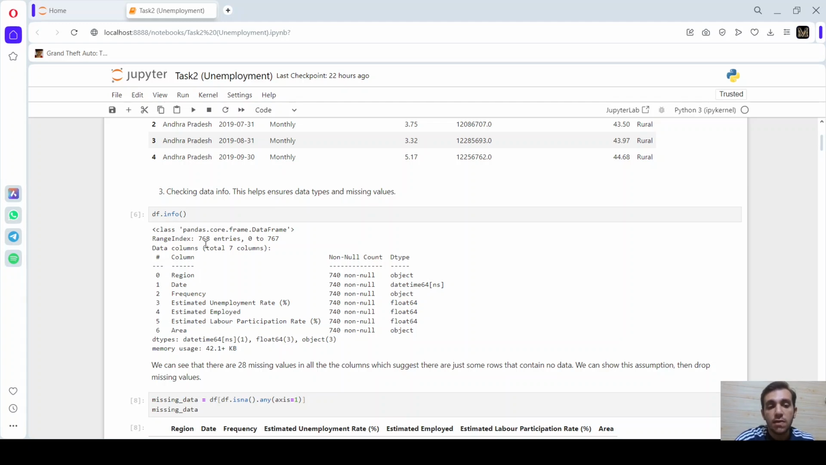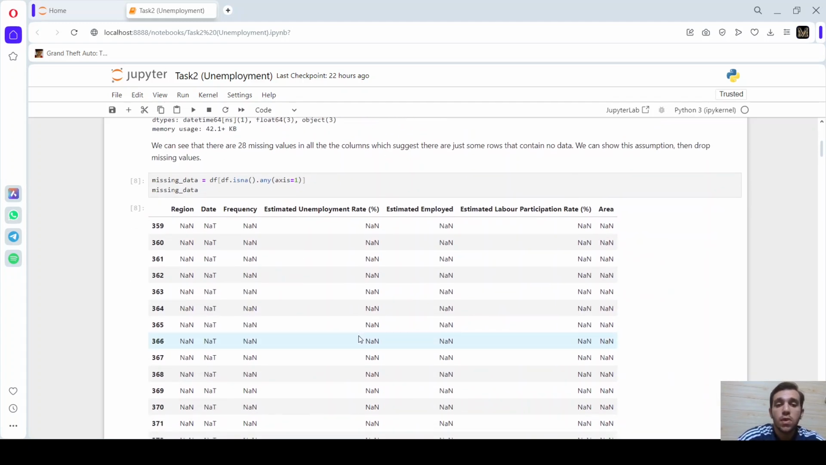So we got 768 entries or rows in our dataset, but we can see that there are 740 non-null entries, which means there are 28 missing rows or missing values. And since each of the columns has the same number of missing values, we can assume that there are some rows that didn't contain any information in our dataset. So we can drop them easily.